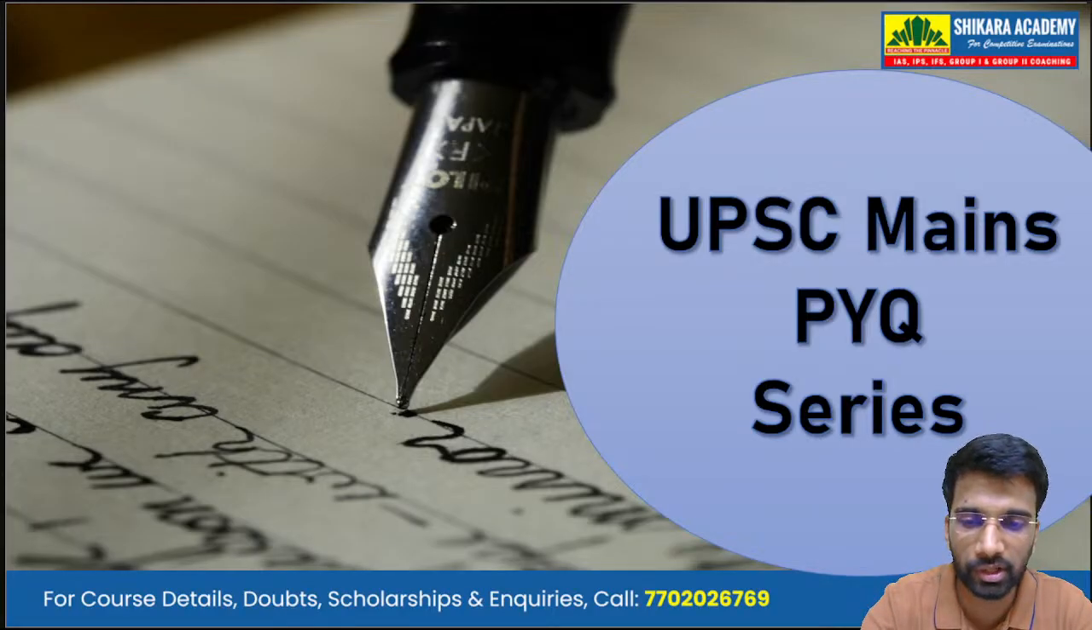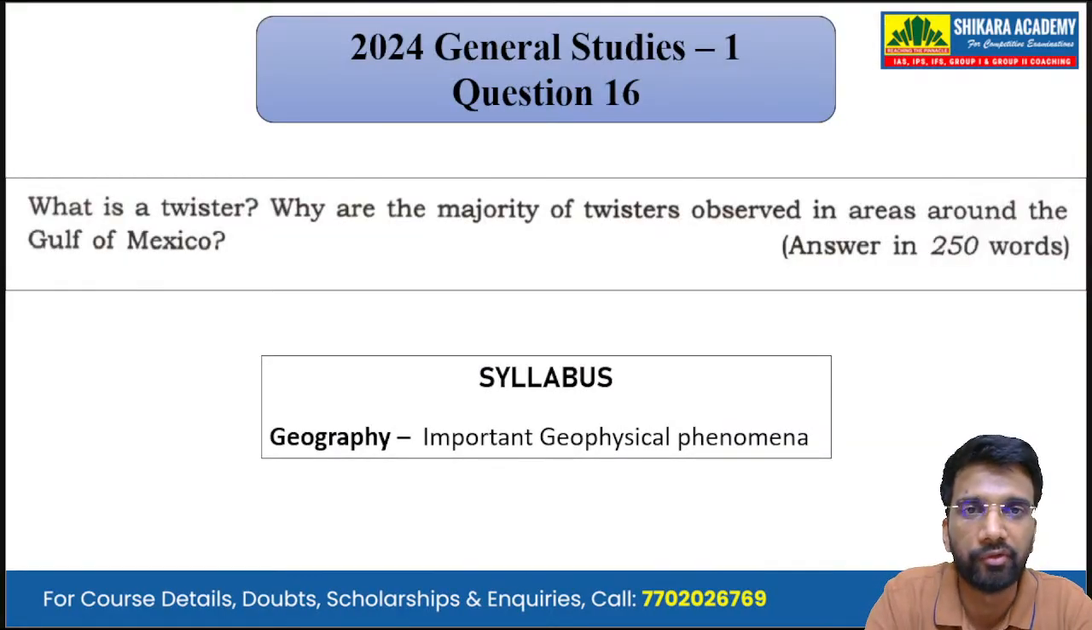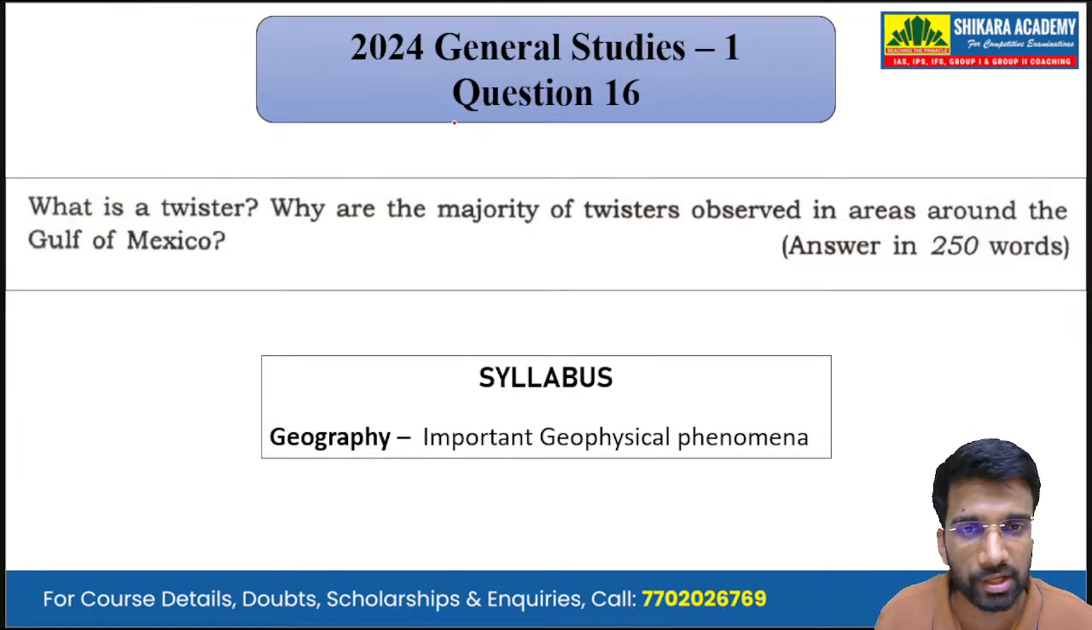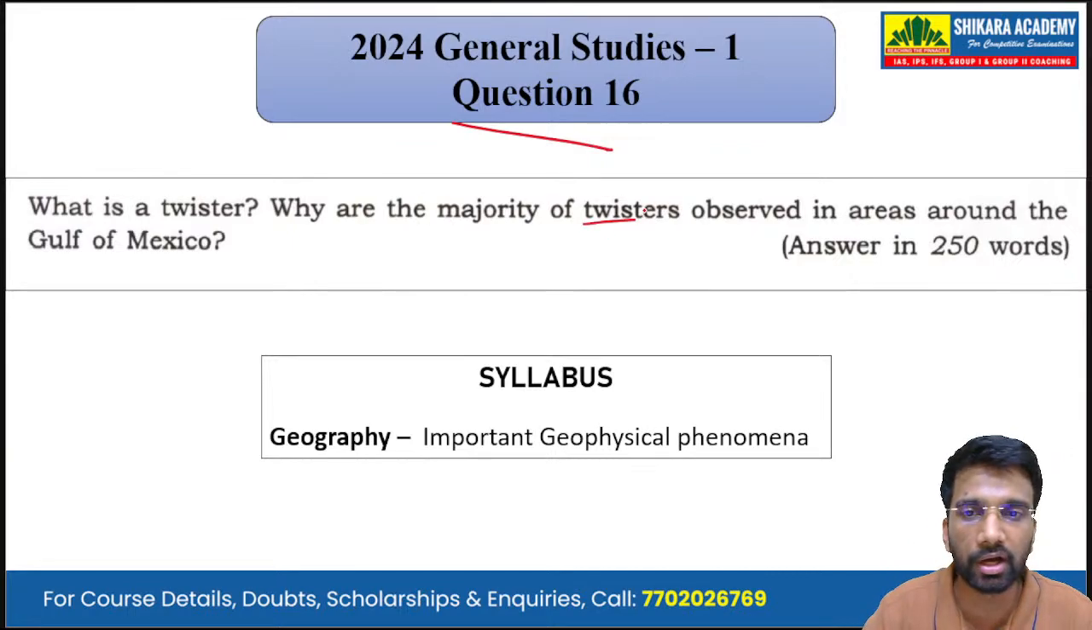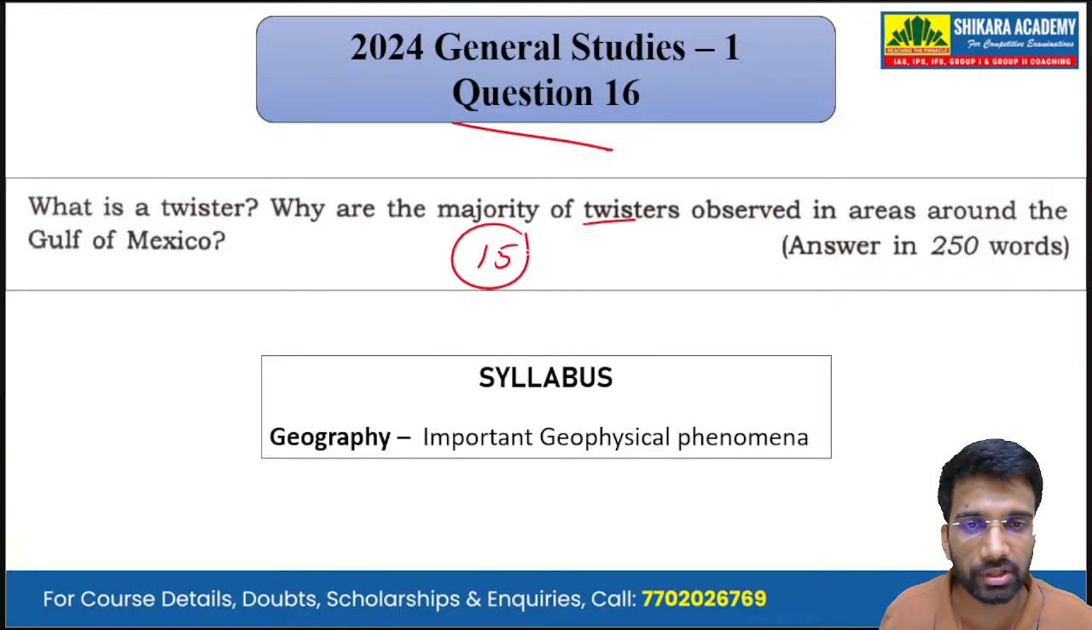So continuing our series, here's the first question. Now this question was asked in 2024 GS Paper 1. That was question number 16. What is a twister? Why are the majority of twisters observed in areas around the Gulf of Mexico? Now, it is a 15-mark question that we have to answer in 250 words.